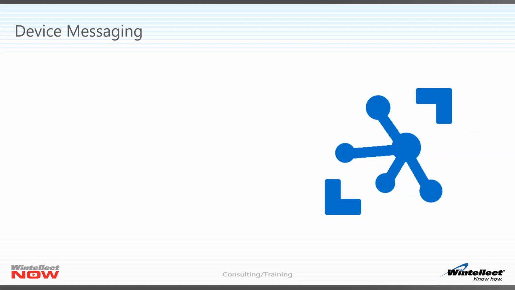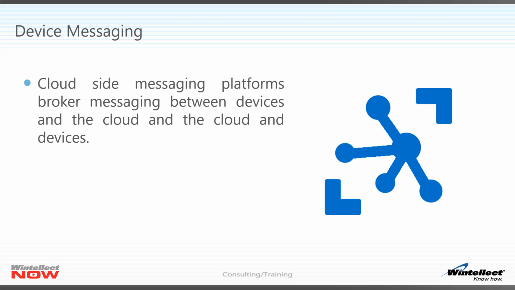So we talked about devices. Let's talk about device messaging for a minute, which is how the devices communicate with the cloud. And this is where it starts to get into the Internet of Things, the Internet piece of it. So device messaging has cloud-side messaging platforms that broker messaging between the cloud and devices. So you have devices, your internet, your cloud applications, like your enterprise applications that are consuming this, and the cloud and devices, which is your connection between the devices themselves.